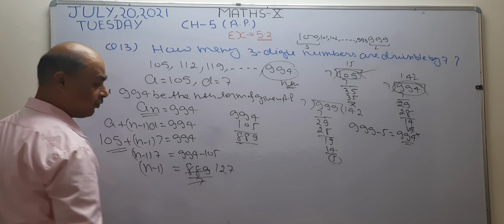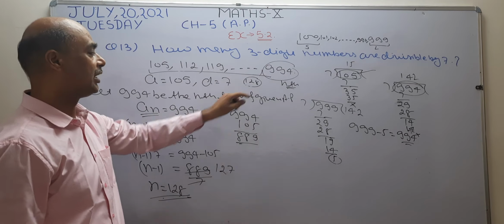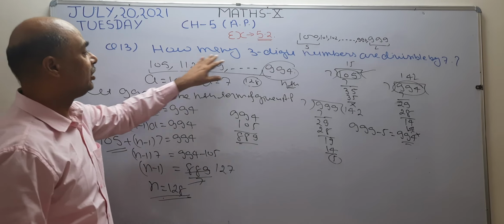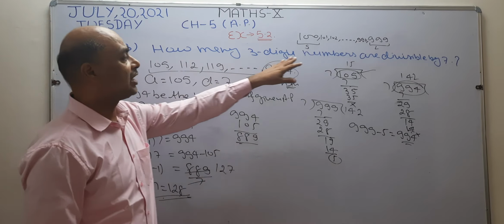So what did I suppose? The last term is the nth term. So how many terms are there? This AP contains 128 terms. So it means in the given 3-digit numbers, 128 numbers are there which are divisible by 7. So the answer to this question, how many 3-digit numbers are divisible by 7, is that there are 128 three-digit numbers which are divisible by 7. This is your answer. I hope it is clear.